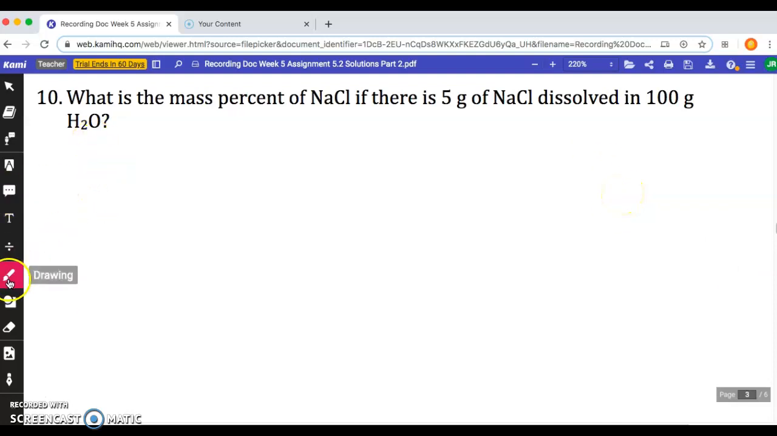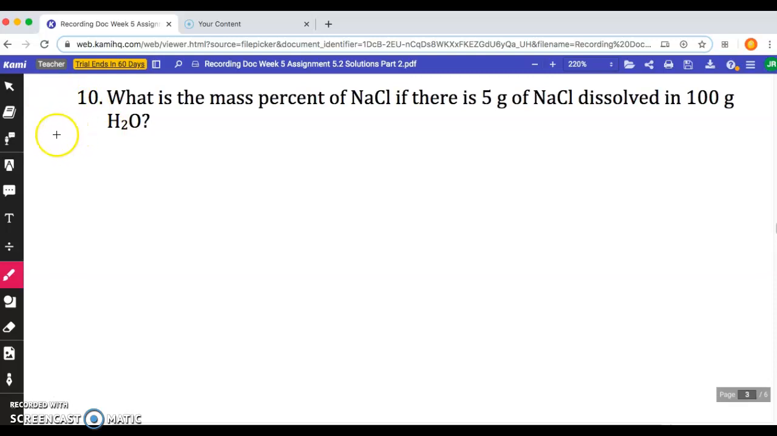So for this one, let me do green. So for number 10, you're always going to do the known and the unknown. The known is the numerical values. We've got the grams. We've got 5 grams of sodium chloride. And we also have 100 grams of water. Okay, and sodium chloride will be the solute, and the water, this 100 grams over here, will be the solvent.